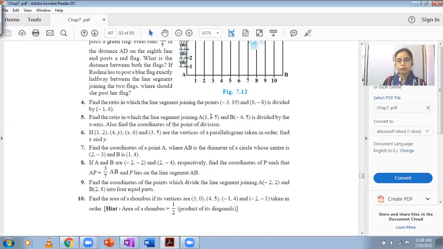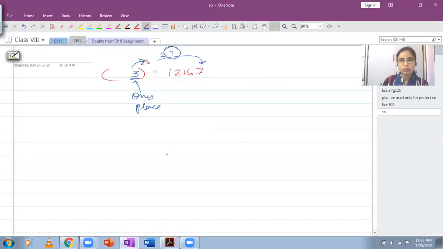So exercise 7.2, question number 5: find the ratio in which the line segment joining these 2 points is divided by the x-axis. Also find the coordinates of the points of division. This actually is similar to the previous one. In the previous question also you have to find out the ratio in which the line segment joining these 2 points is divided by -1, 6.